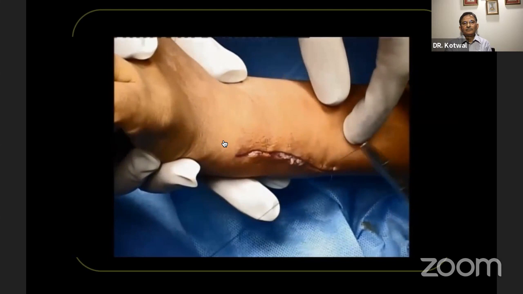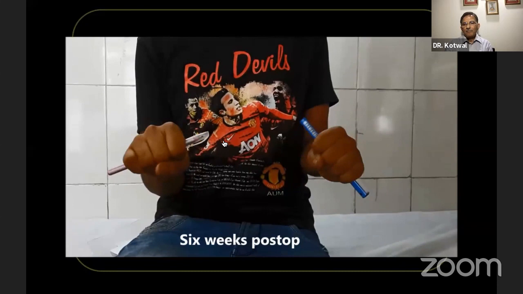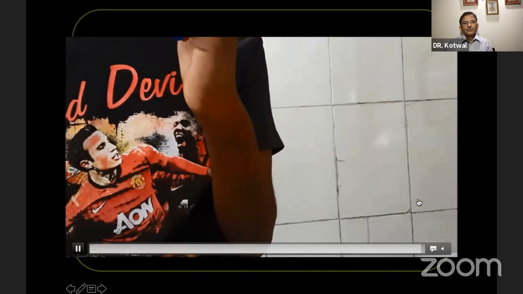I'd like to check the rotation and the stability. Again. Good function.